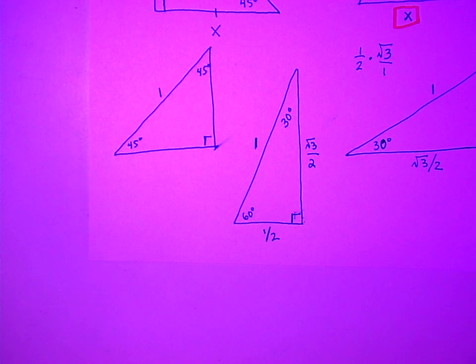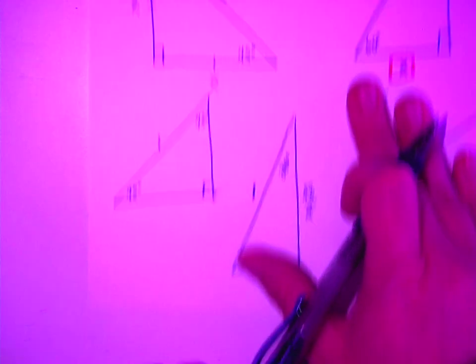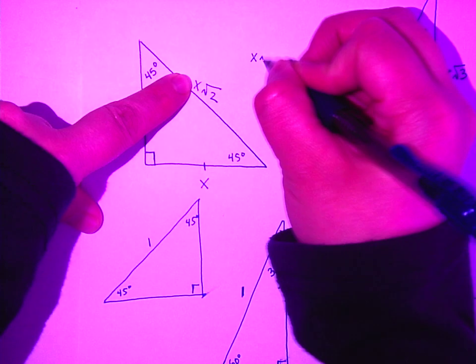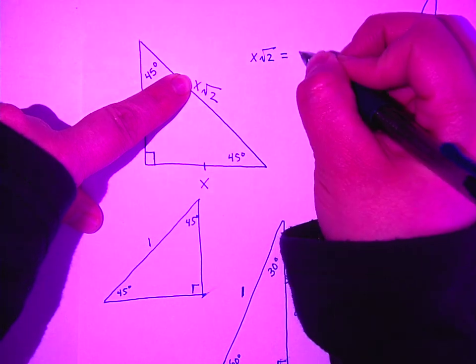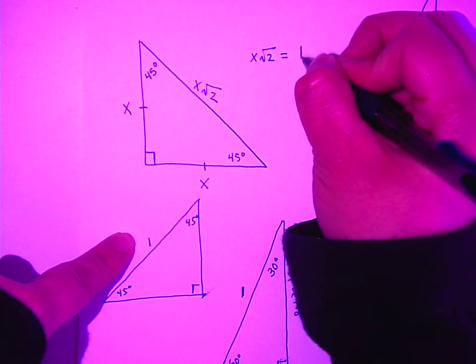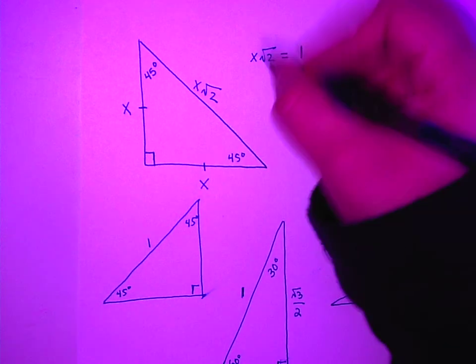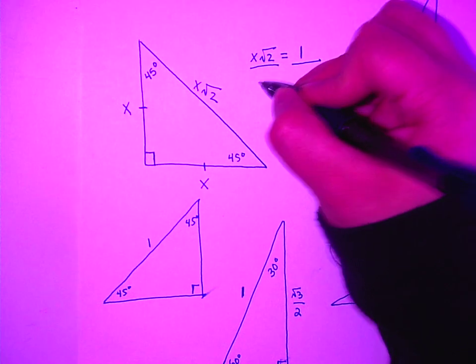Now this one's a little harder, because if you compare it to my original here, I've got that x and the square root of 2 equals 1, right? The two hypotenuses equal each other. How do you get x by itself? Divide by what? Square root of 2. Divide by the square root of 2.